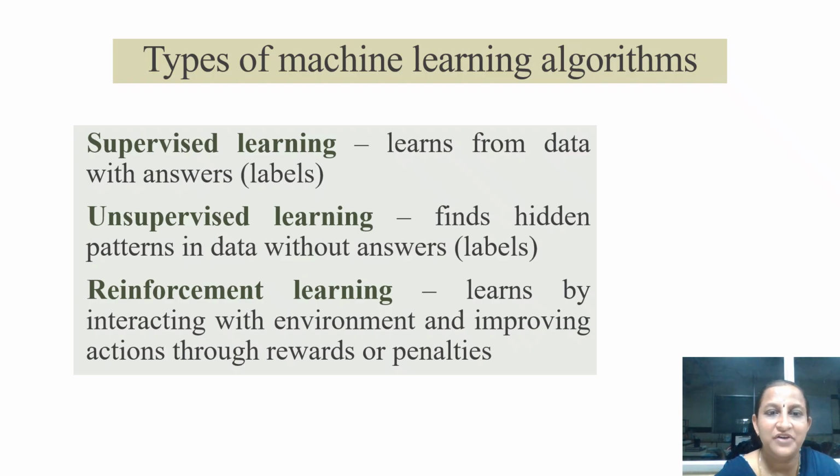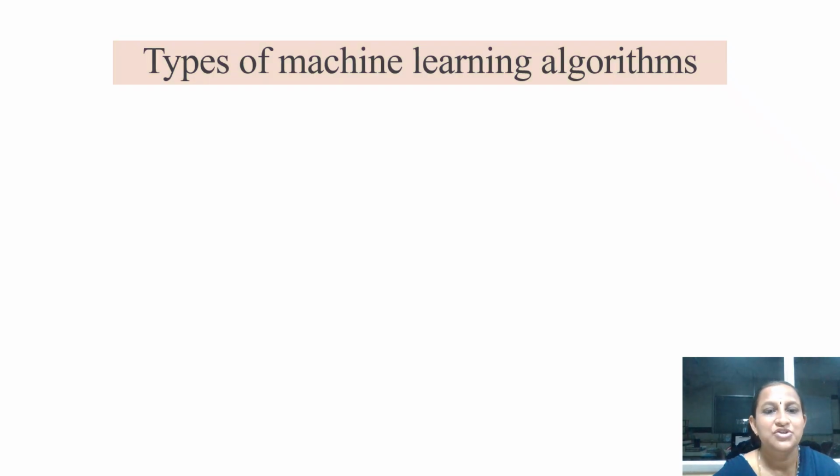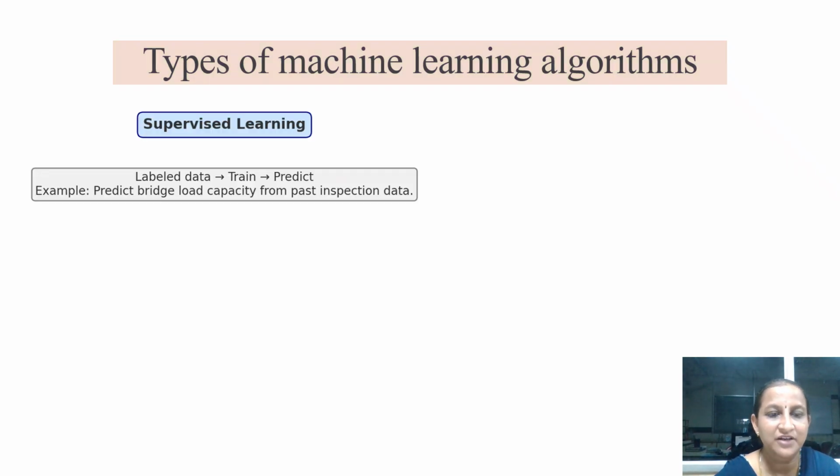Optimization of traffic signal control on bridges, or adaptive structural systems required during earthquakes, can be designed with the help of reinforcement learning. So we'll see an example for each and every algorithm. The first one is supervised learning.